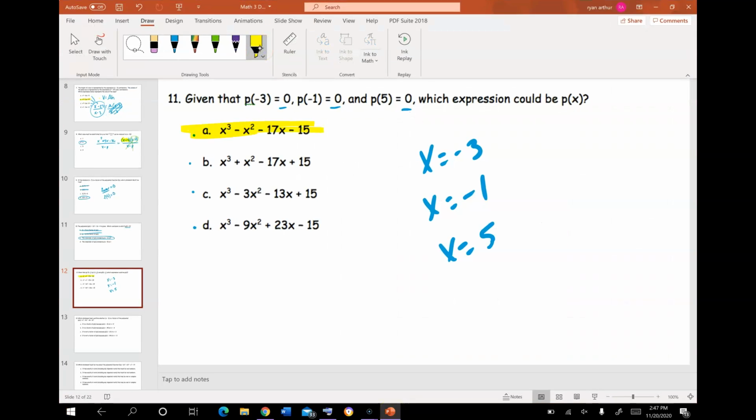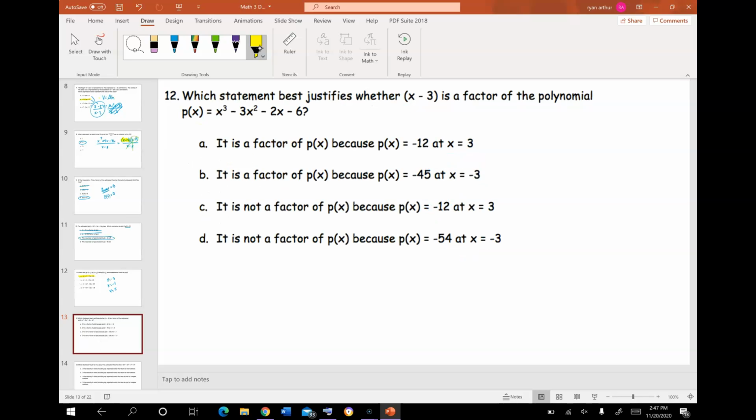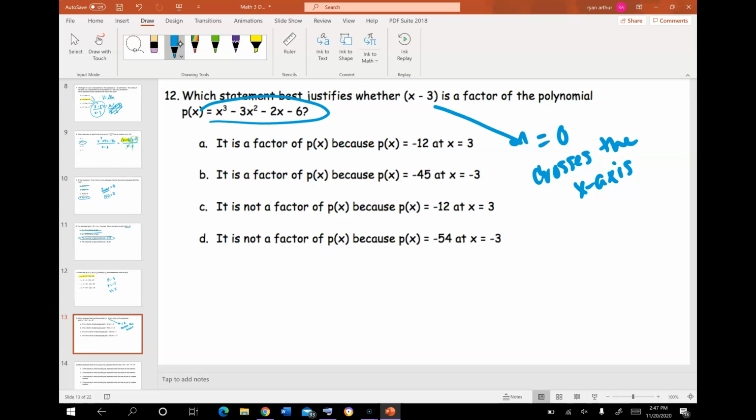Okay? All right. Next one, which statement justifies whether x minus 3 is a factor? Okay? Remember. So a factor must equal 0. So a factor is two things. Okay? Algebraically, it equals 0. Graphically, it crosses the x-axis. Okay? So I need to figure out where does this cross the x-axis at 3. So x equals 3.